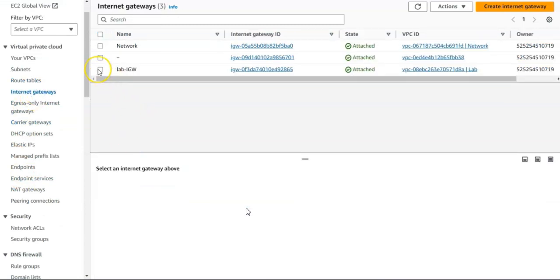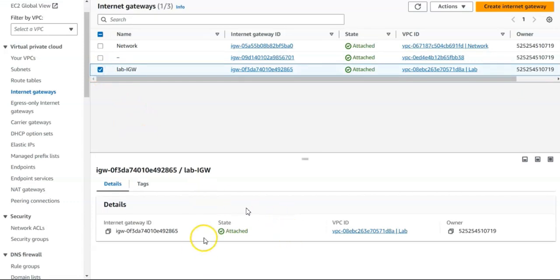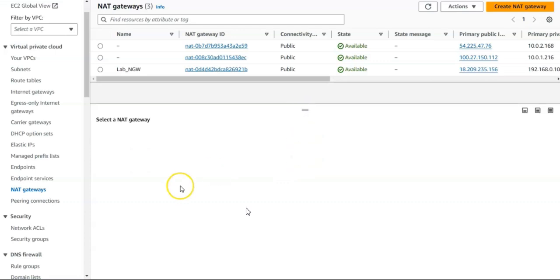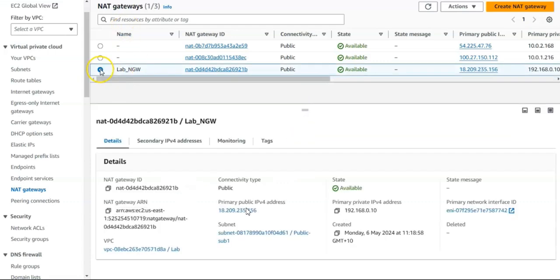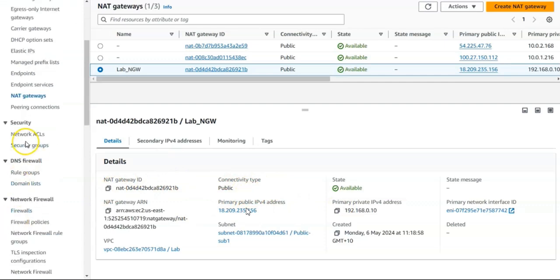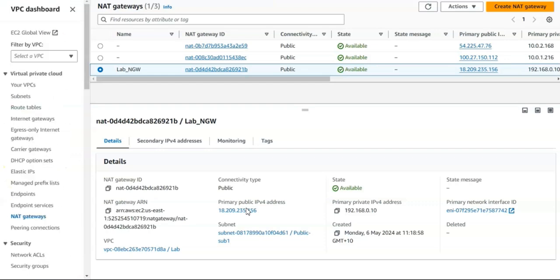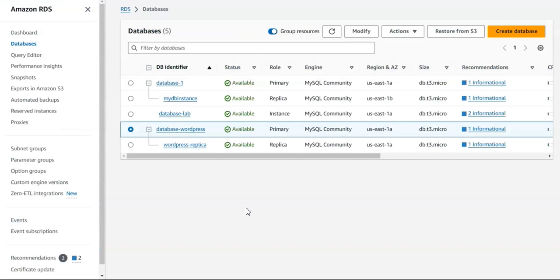Let's show the gateways. This is the internet gateway I created and it is attached to the lab VPC. Next is the NAT gateway. So it is, yeah, here you go. So it is connected to the public subnet and these are just the settings.